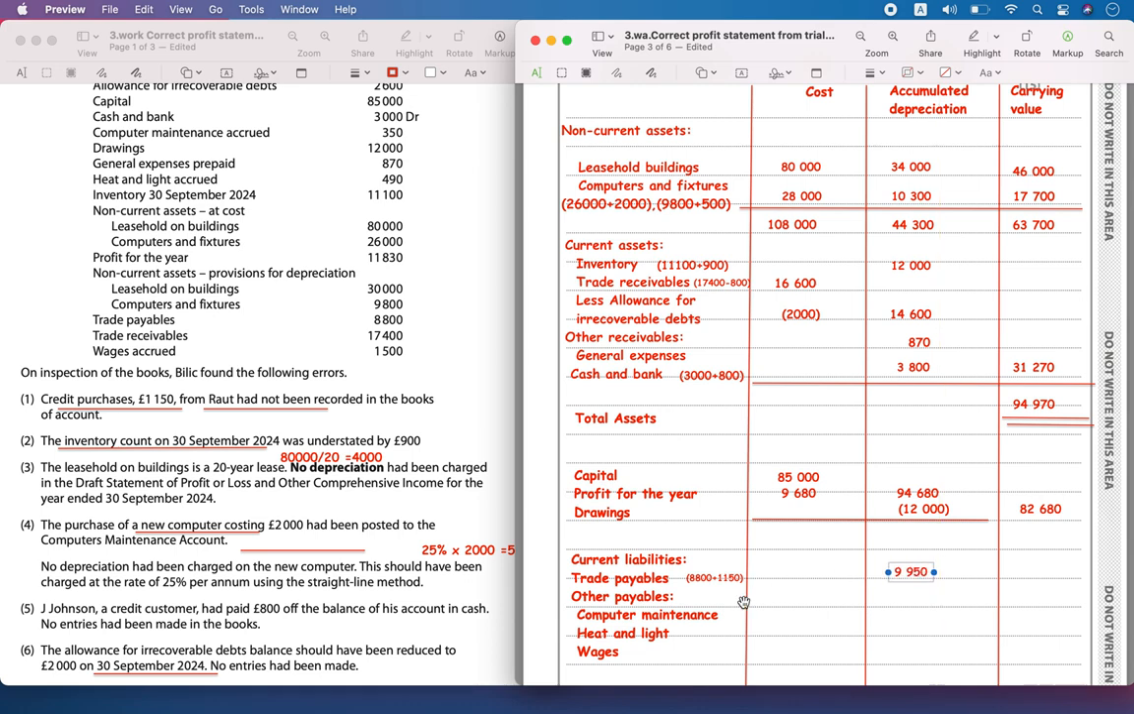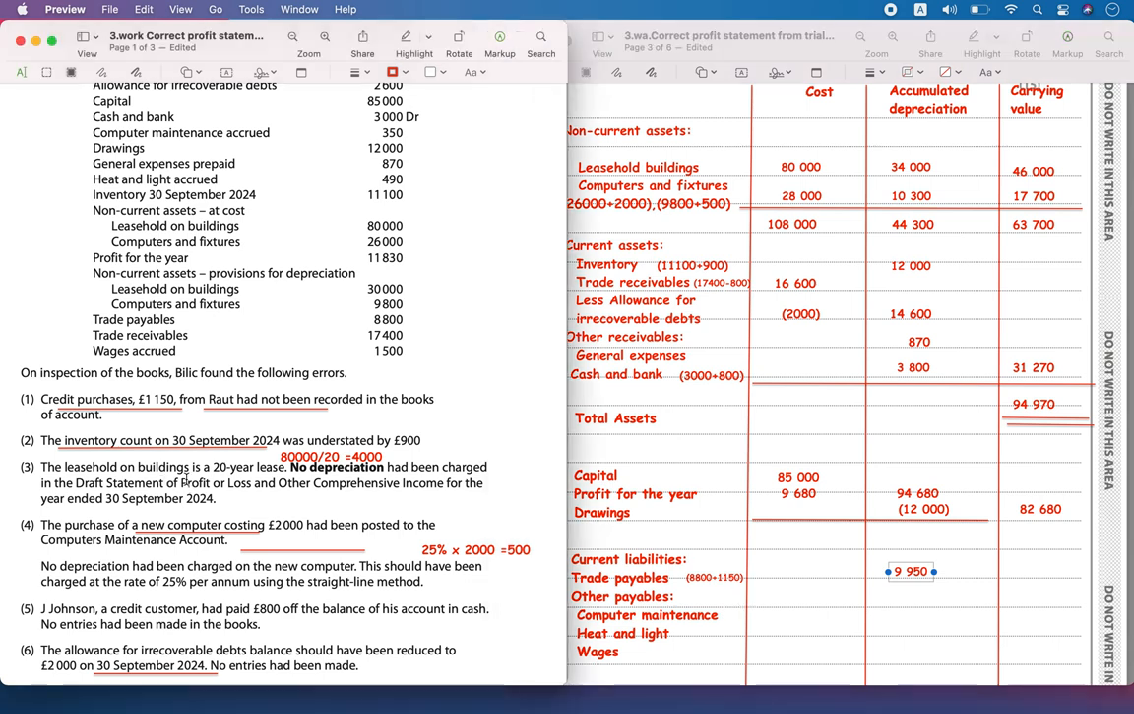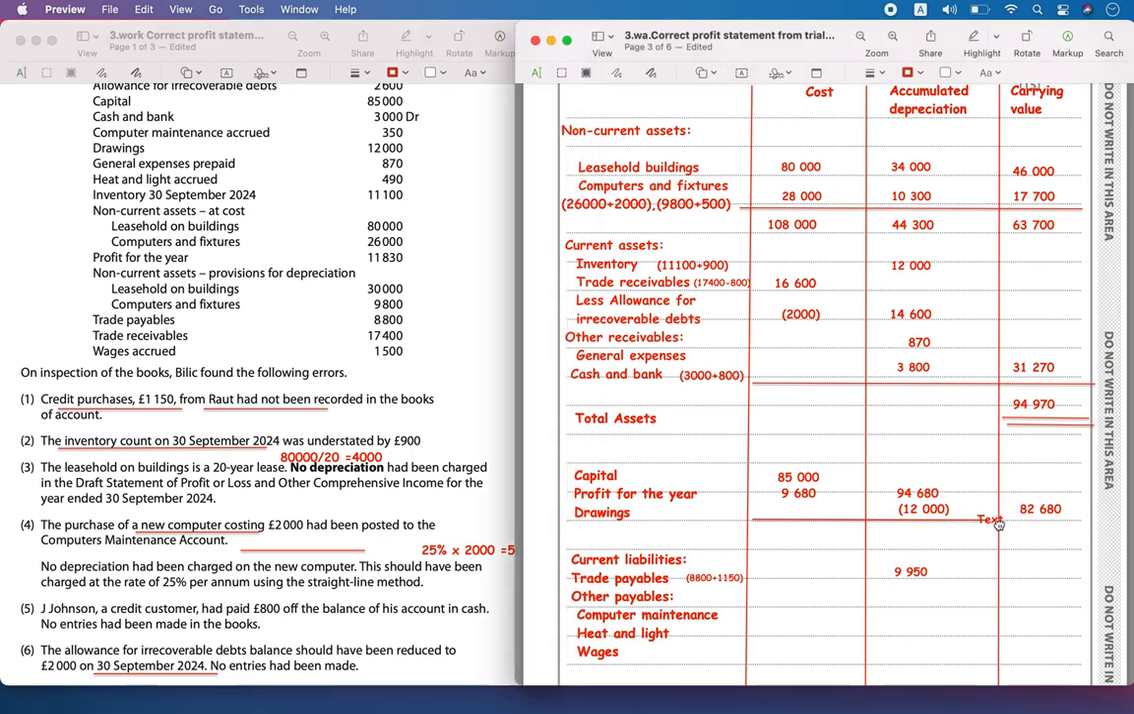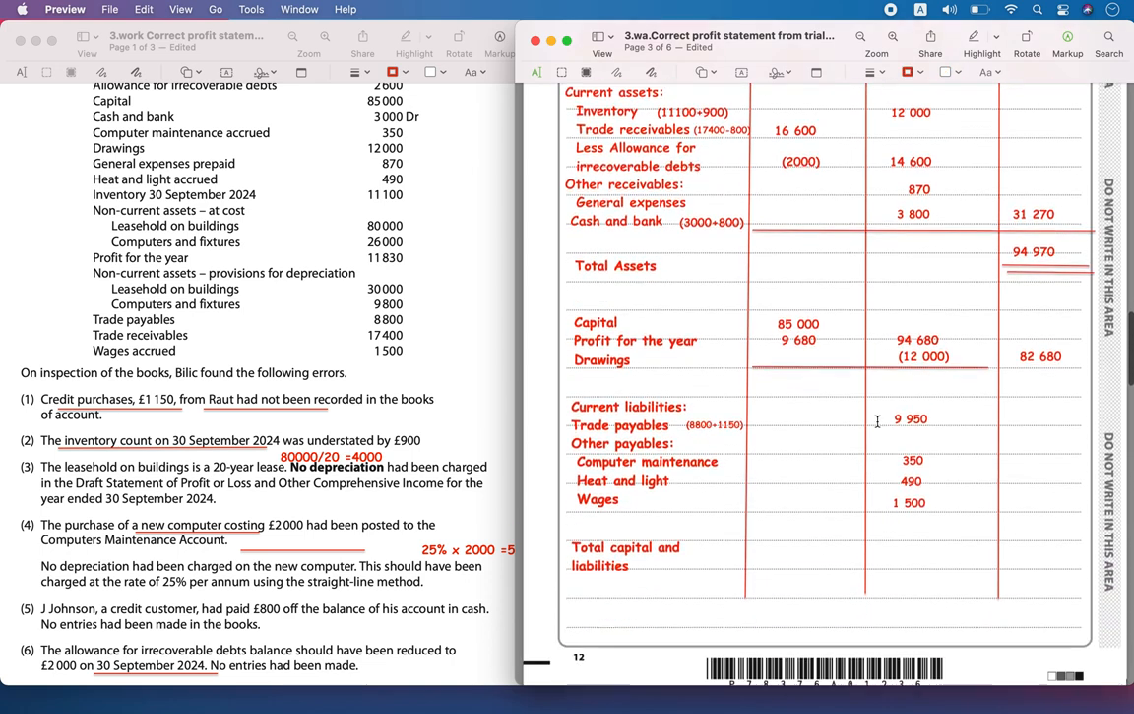Then you had other payables like computer maintenance. Okay, other payables, for the computer maintenance, it had got accrued by 350. So let's put that. So accrued expense becomes a current liability. Heat and light also had got accrued. This is also an accrued expense. It was around 490. And then wages. Okay, wages had got accrued by 1,500. This is also an accrued expense which becomes a liability to the business.